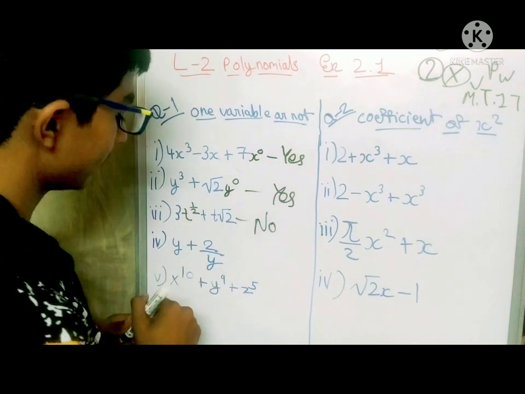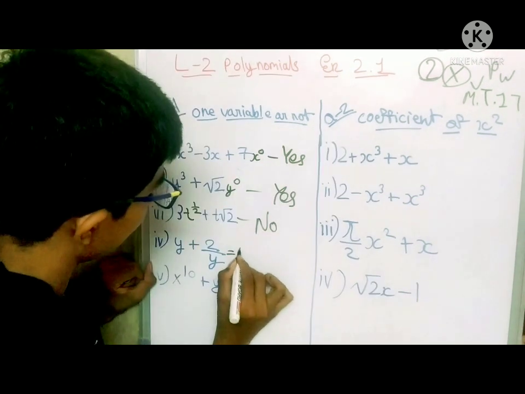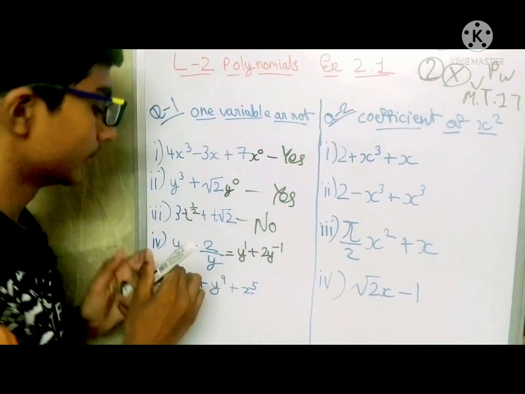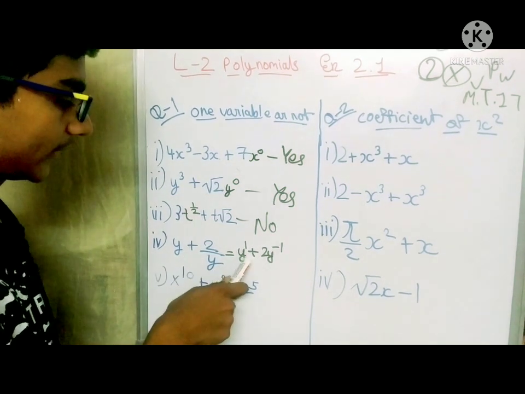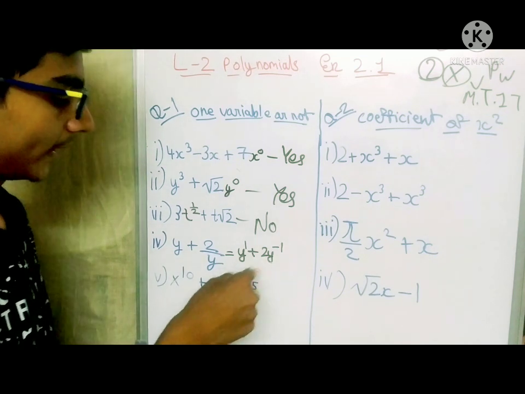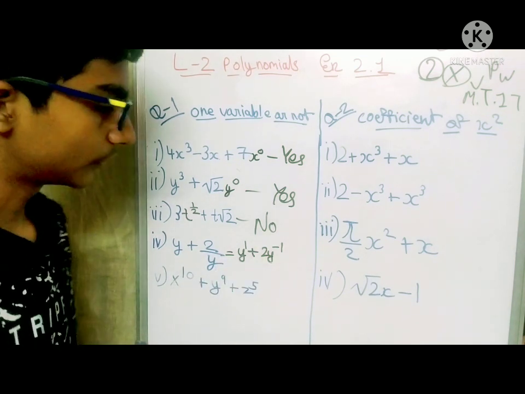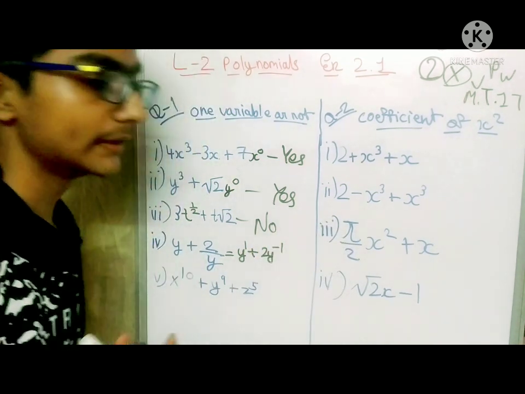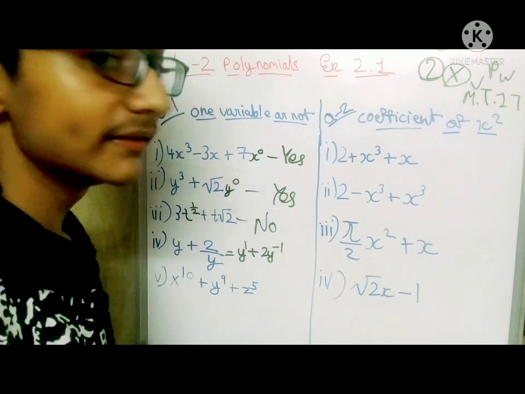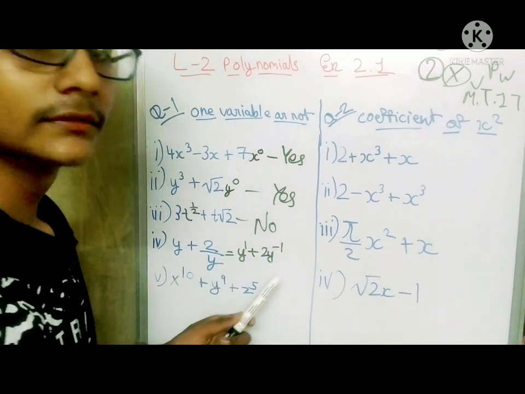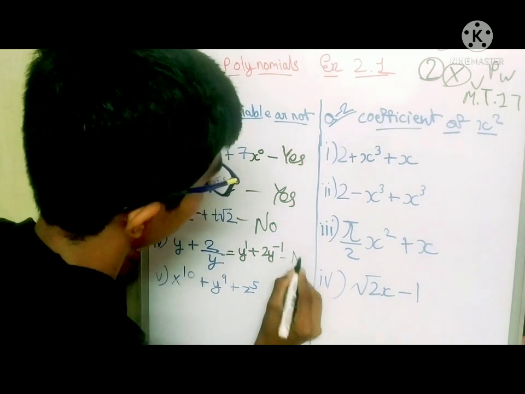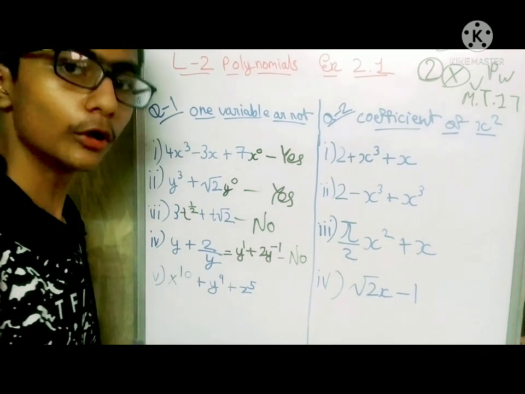Now this y plus 2 upon y will be written as y plus 2y to the power minus 1. Where no sign is given, you can add the sign as 1, and when we remove the division and write 2y, the power gets a minus 1. So see, whole numbers are from 0 to infinity, and this is minus 1, so this is no more a polynomial. So here we will also write no, this is not a polynomial.